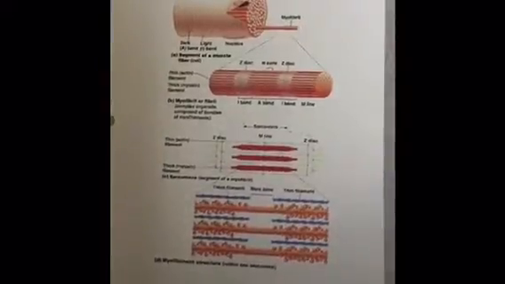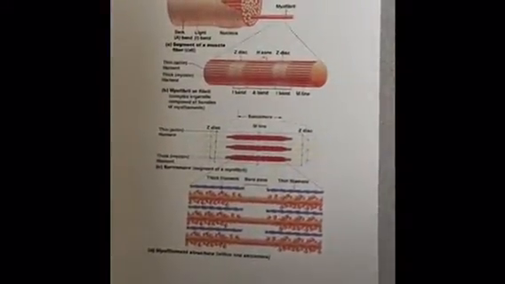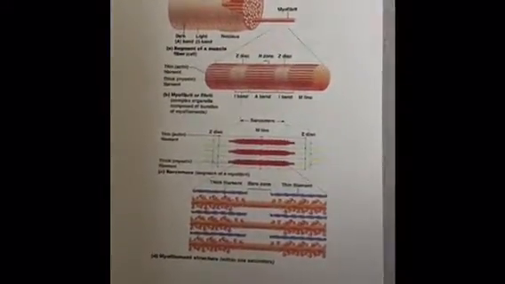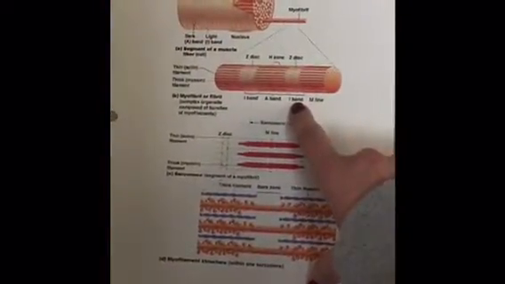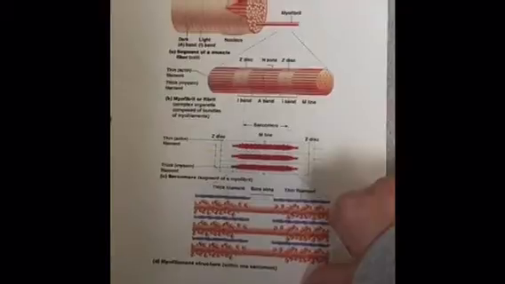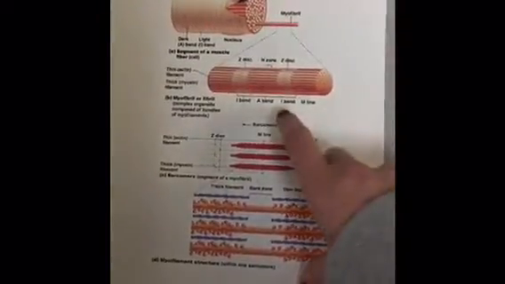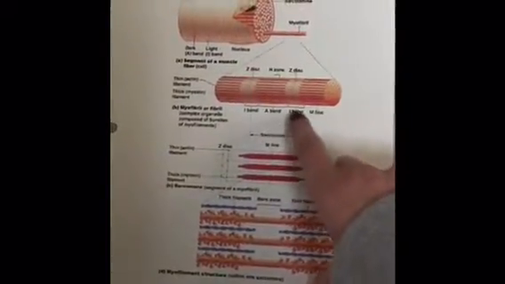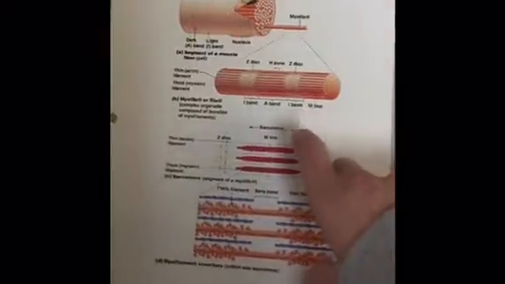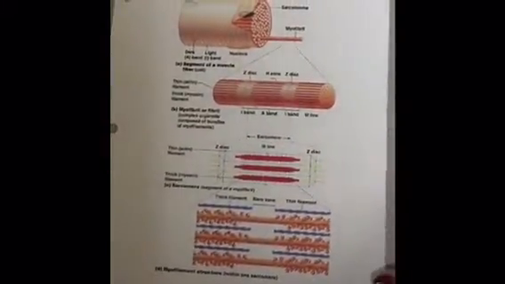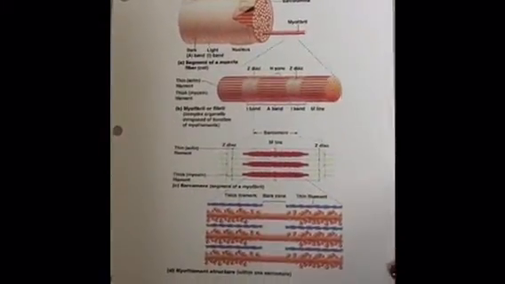Light bands, also known as I bands, contain only actin filaments, and they're parts of two adjacent sarcomeres. Z discs are the darker area in the middle of the I band, and they connect actin filaments. Dark bands, also known as A bands, consist of actin and myosin filaments.